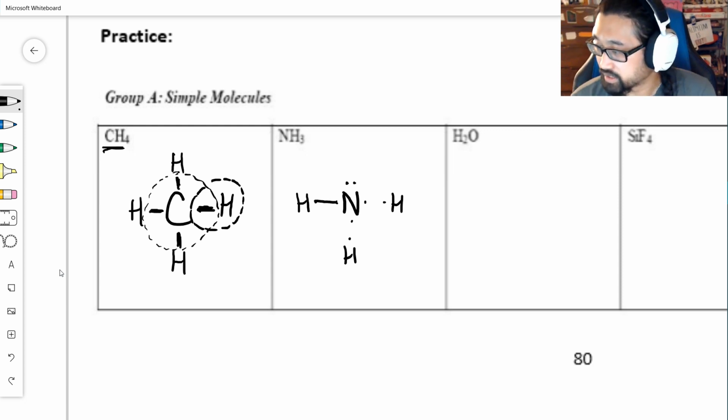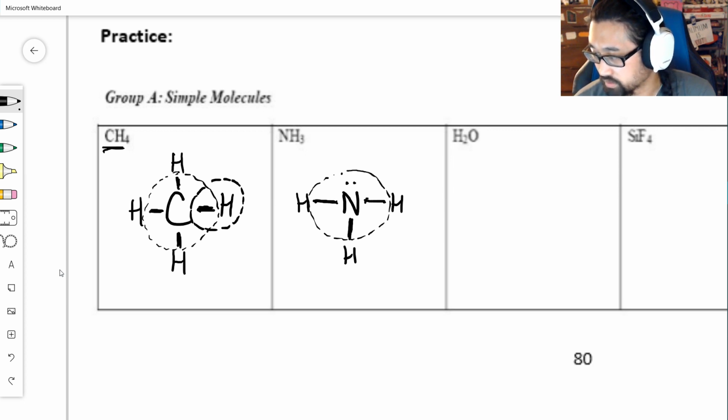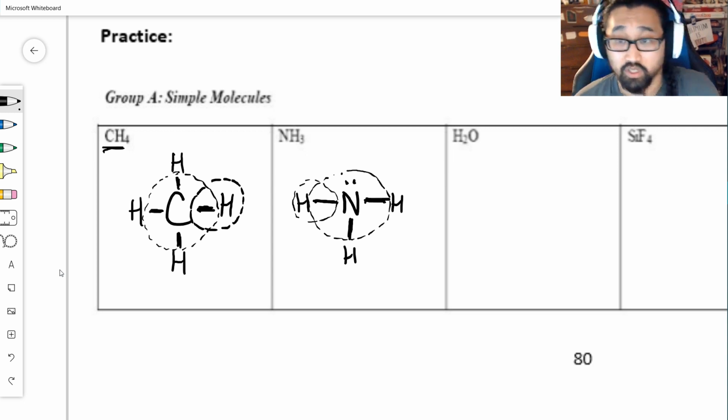And then, again, connect the dots. And then check, is everyone happy? So if I look at nitrogen, I see 1, 2, 3, 4, 5, 6, 7, 8. Nitrogen is happy. If I look at hydrogen, I see 2 electrons. It's happy. We're good. That is what NH3 looks like.